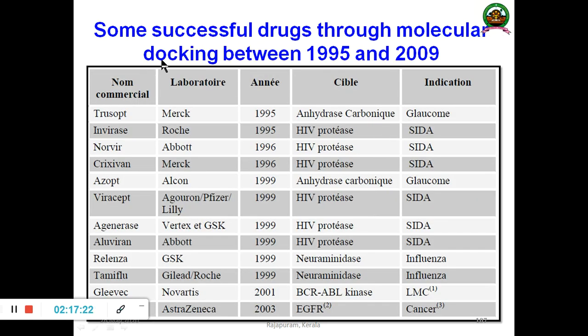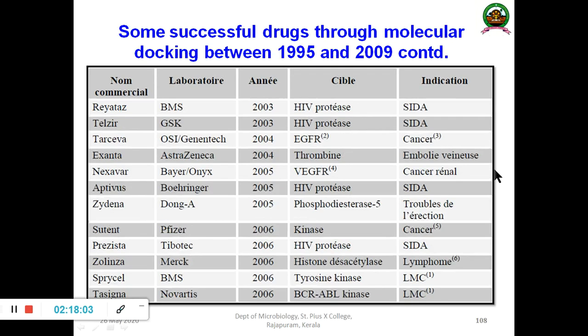People may ask whether there are any commercial drugs available designed computationally. Yes, many drugs, and many companies, Merck, Roche. I have only the last 10 years of data. After 2010, 2020 there is a huge number. People are working even on SARS, and you can see so many drugs being repurposed against various targets. Here you can see the company name, the commercial name, which year it was launched, against which target, and who introduced it. So many, you can see.